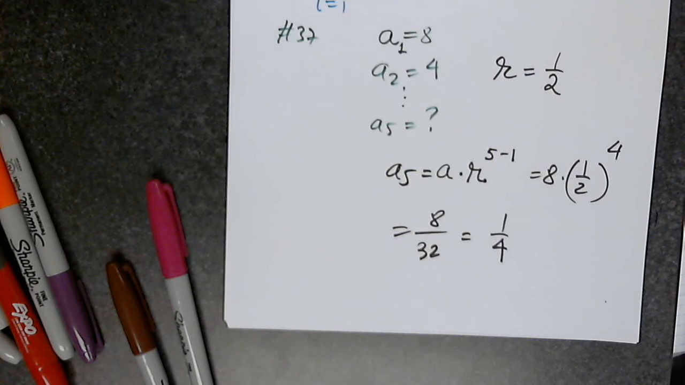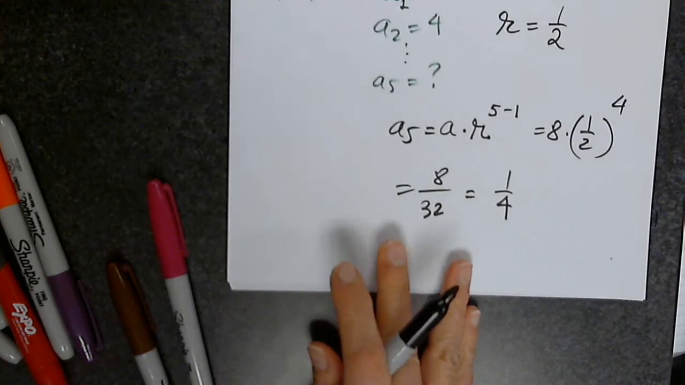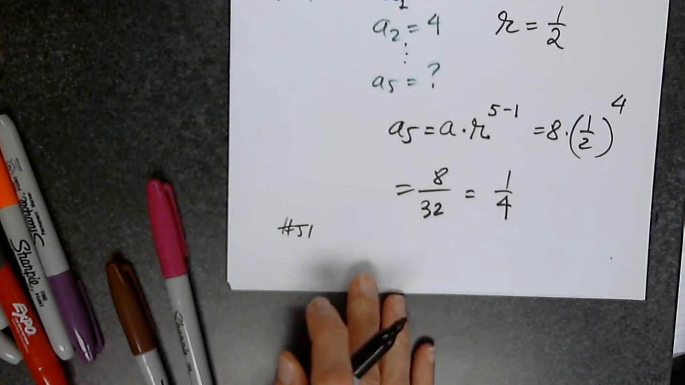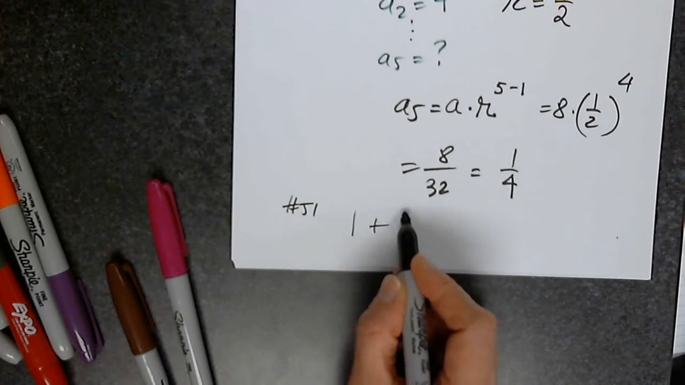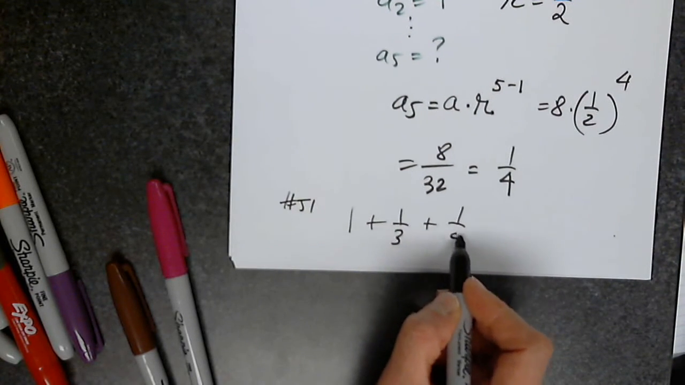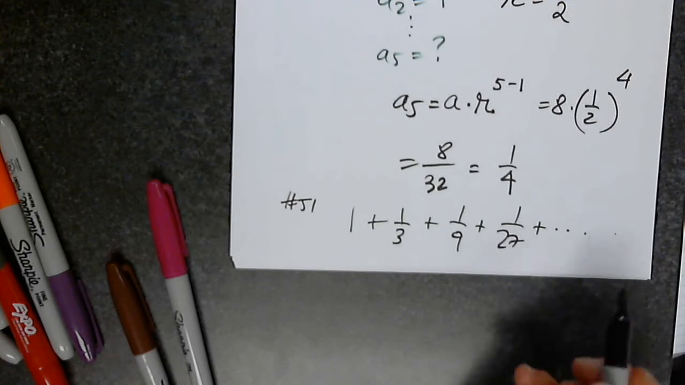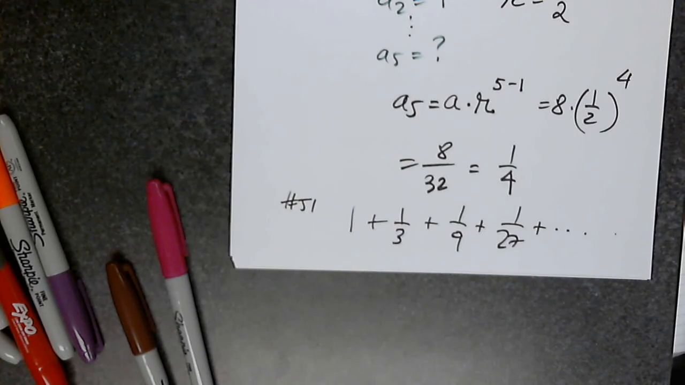Determine whether the infinite geometric series is convergent or divergent. Okay, so let's look at 51. In 51 we have 1 plus 1/3 plus 1/9 plus 1/27 plus ... If it is convergent, find its sum.